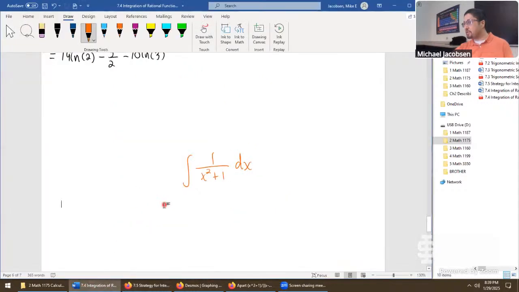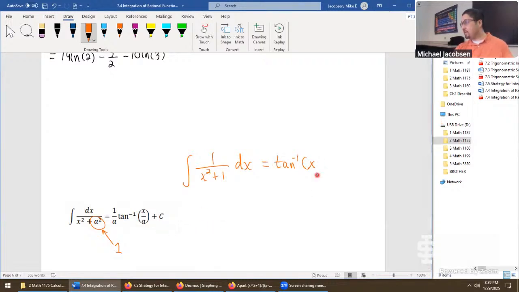Let's bring it into the notes. Instead of an a squared, we have just a 1 being placed right here. So this a squared is re-expressed as a 1. The answer is always a tangent inverse. First, it's a 1 over a, but if our a is a 1 right here, it's just a 1 over 1 that goes into that location. Then an x divided by a would just be x divided by 1, plus a constant. So yeah, this is a big one to watch out for when this one comes up.